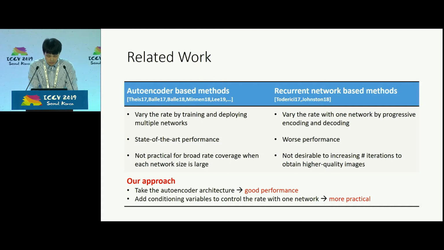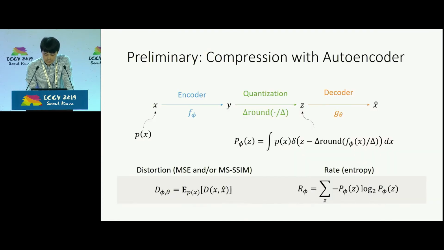RNN-based models vary the rate with one network by progressive encoding and decoding, but they showed worse performance than autoencoder-based models. Basically, our approach takes the autoencoder architecture while adding some conditional variables to control the rate with one model, so it can achieve good performance and also be more practical. So the autoencoder takes X, the input image, and encodes it into some latent variable Y, and quantizes it to Ŷ. So we basically compress Ŷ into some binary files.